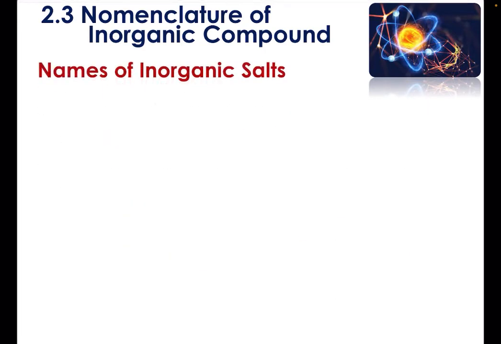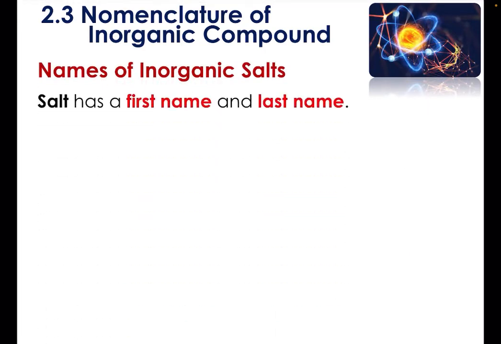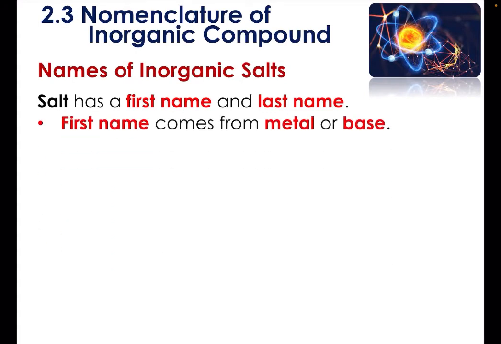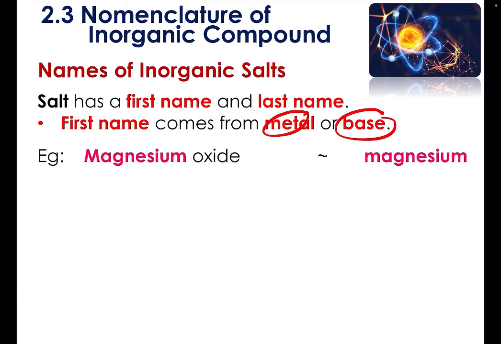So next one, how to give the name. You have to know that salt is just like us as humans. They have a first name and last name. And what happens is, you need to understand the first name of salt comes from the metal or base. So in this chemistry course, we don't even use alkali because it's quite narrow. So we use base. Okay, so metal and base can be the first name of salt. For example, I got my base, magnesium oxide. So I will take magnesium, my metal.